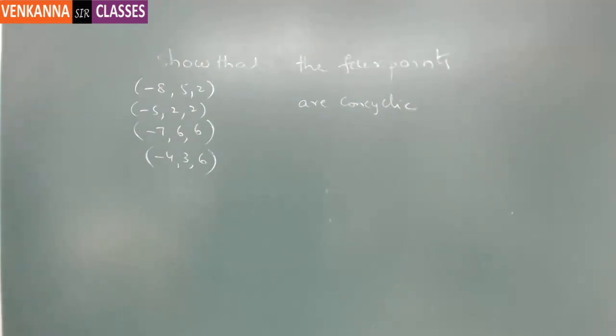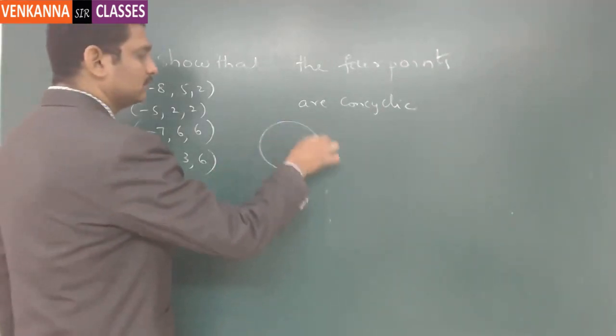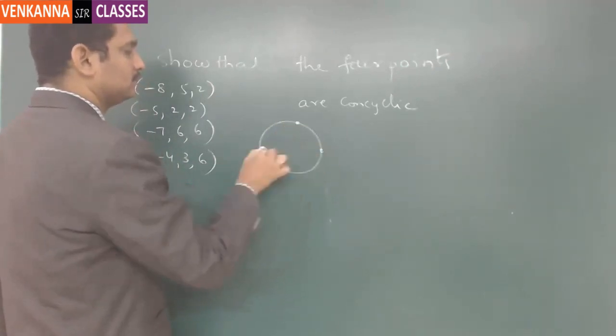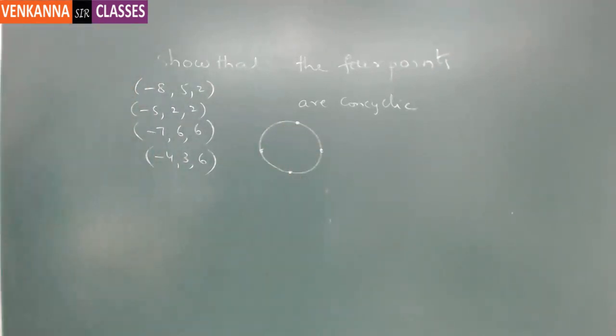Are concyclic. So do you know the definition of concyclic? Concyclic is nothing but if all the 4 points belong to one circle. This is the picture. So if all the 4 points lie on a single circle, that we call it as concyclic.